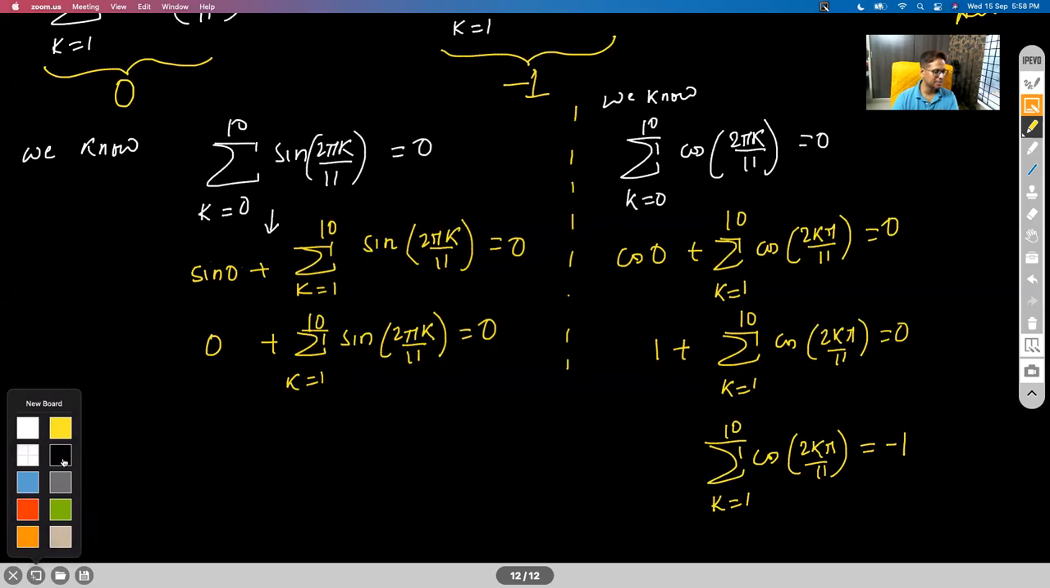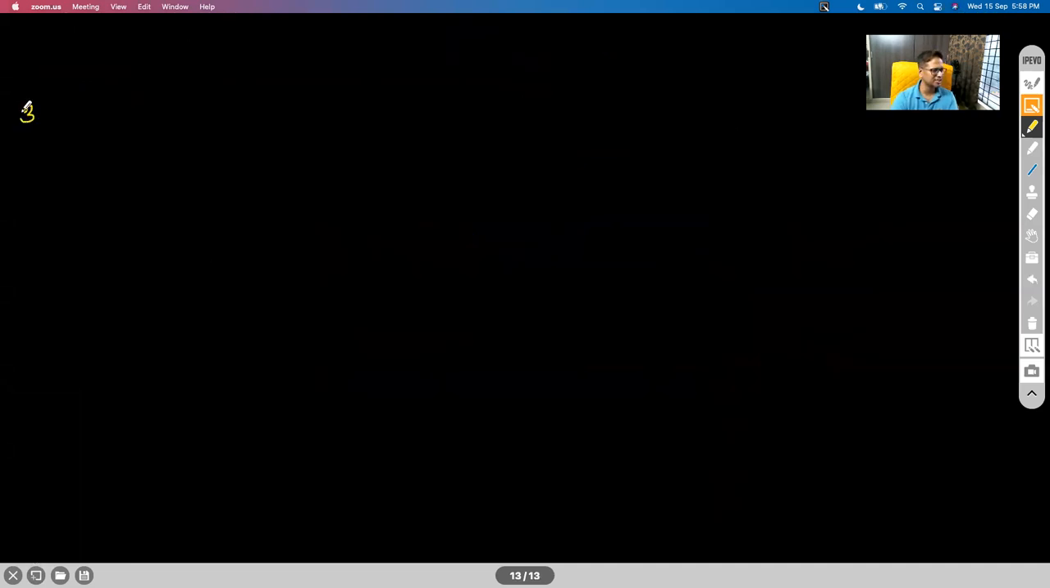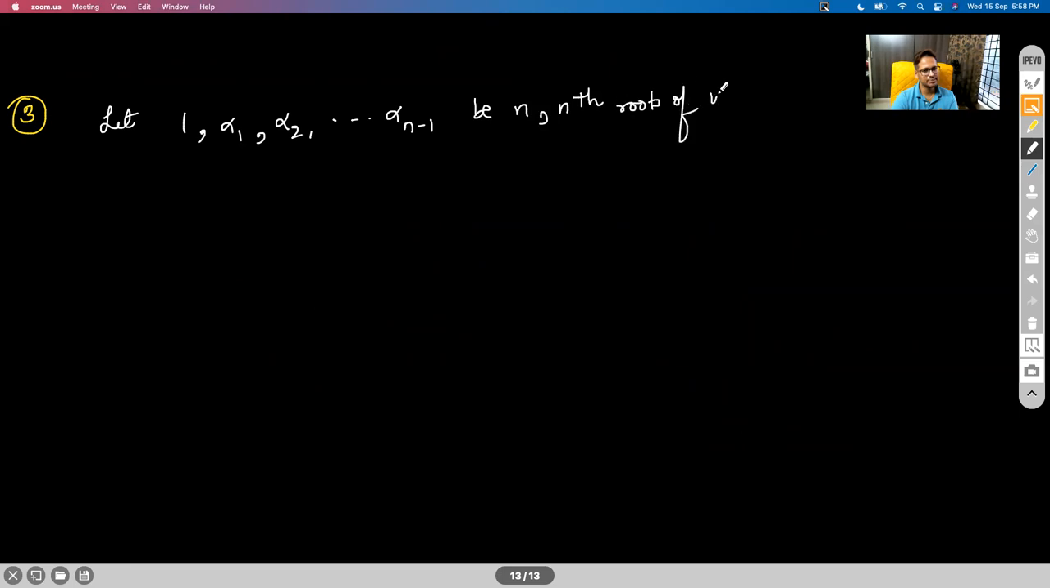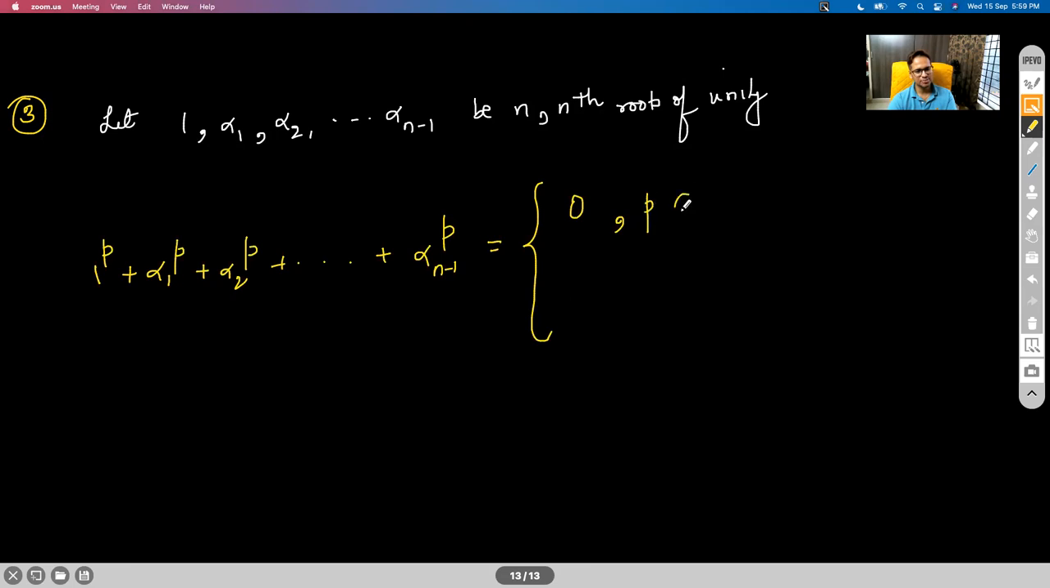Okay, let's move on to the next property. I think we had already taken two properties. So let's start with the third one. So the third property, in fact, take it as a question. Let 1, alpha 1, alpha 2 till alpha n minus 1 be the nth roots of unity. Then 1 to the power p, alpha 1 to the power p, alpha 2 to the power p, till alpha n minus 1 to the power p. Please prove that this sum is equal to 0 if p is not a multiple of n, and it is n if p is a multiple of n.